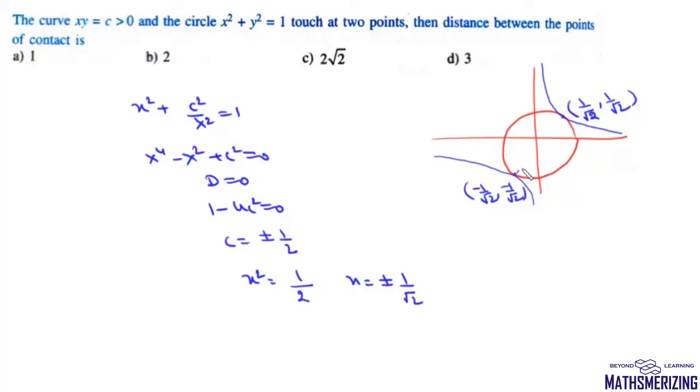Now we need to find distance between these two points of contact, say PQ. So we have to find PQ. PQ will be under root 2 square plus under root 2 square, and that will be simply 2, and that's your option number B.